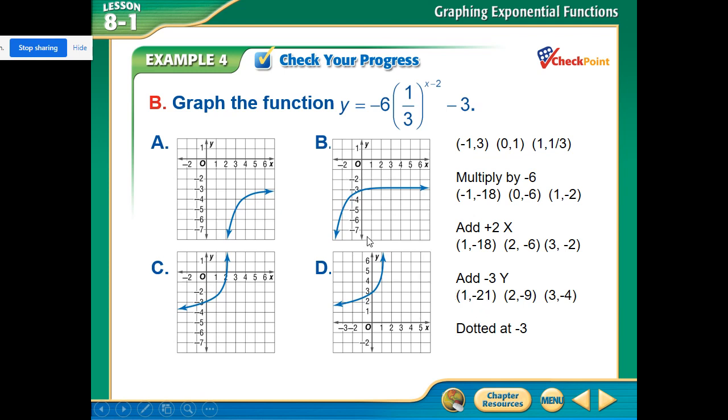1, -21 is down here, and it'll get there. 2, -9, that's about right. And 3, -4. It's a little bit off there, but that is kind of where we're supposed to be. I don't know why it moved a little bit, but that's what we have there.